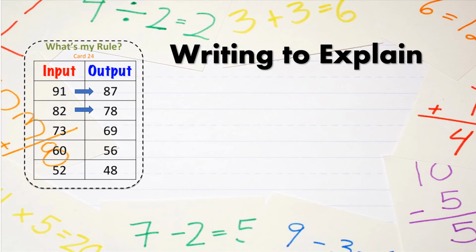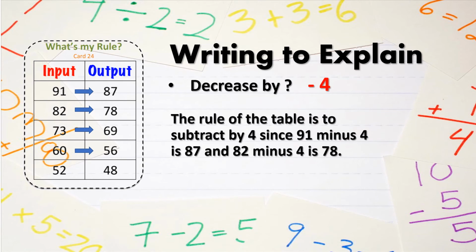Now, these numbers are fairly close, so we could count up from 87 to 91, or we could count backwards from 91 down to 87 to see what our amount is. If we continue this pattern, we can see that we are going to decrease by 4. In this case, the rule of the table is to subtract by 4, since 91 minus 4 is 87 and 82 minus 4 is 78.